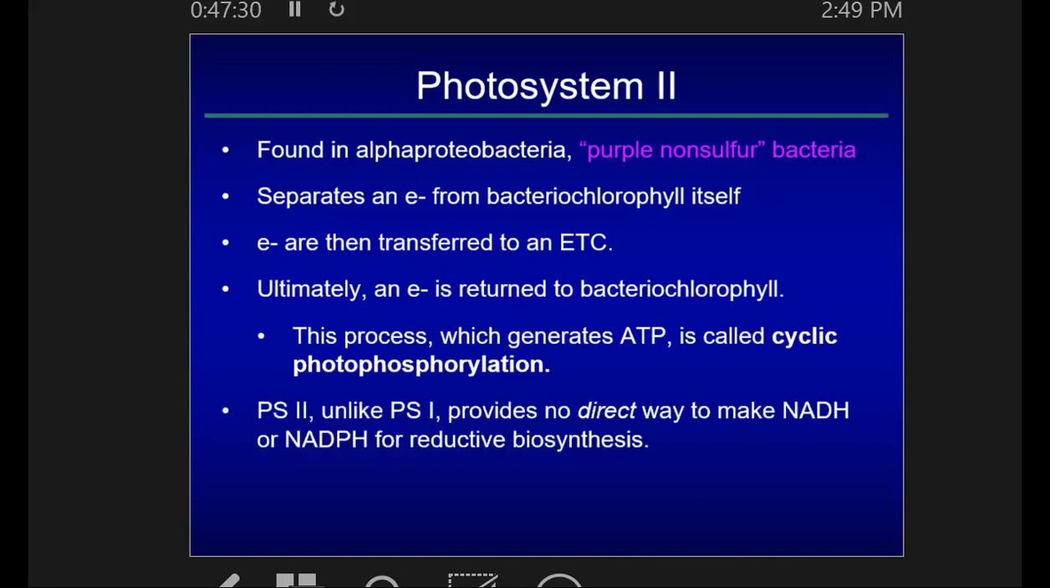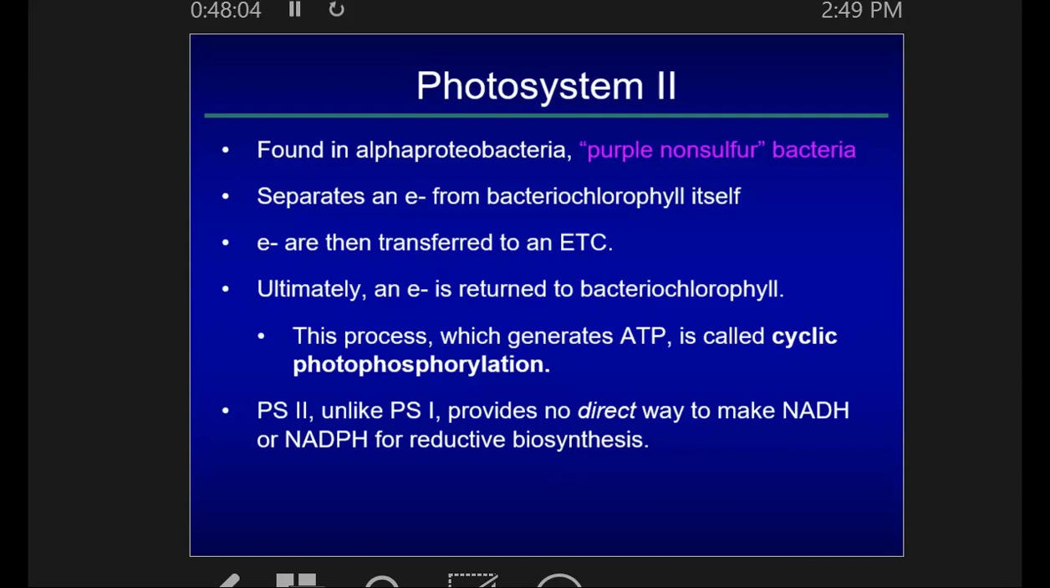One downside to this is that you can't directly make your reducing agent in this circular path. Kind of a bummer. So they don't make NADH directly. They have to figure out a different way to do that. Reductive biosynthesis just means that's getting your CO2 made into sugars.